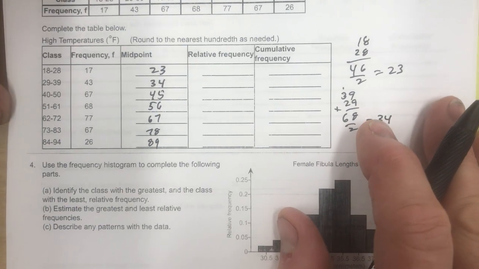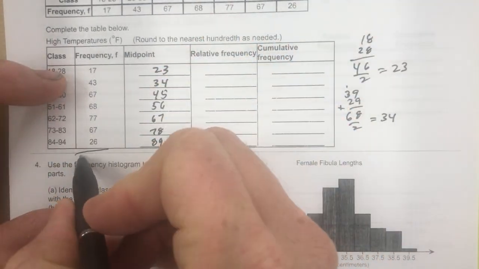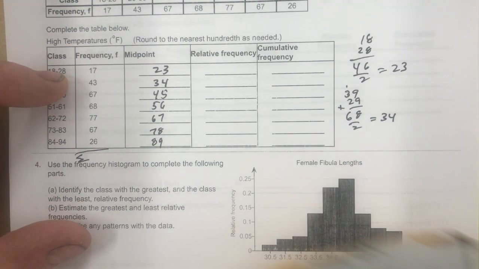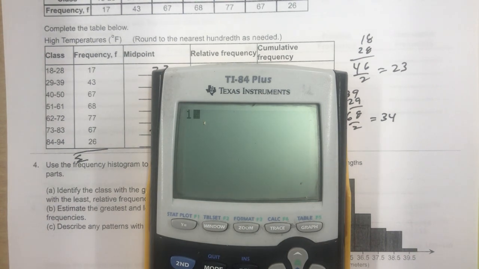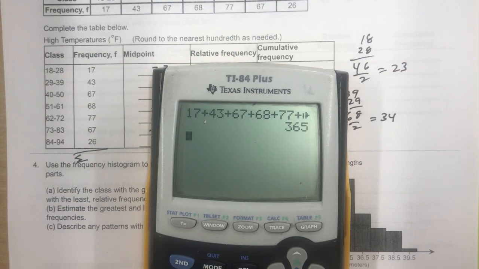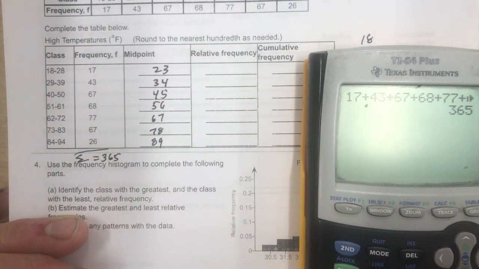Relative frequency. I need to add all these up. I need to get the total here. So let me do that. 17 plus 43 plus 67 plus 68 plus 77 plus 67 plus 26. That equals 365.